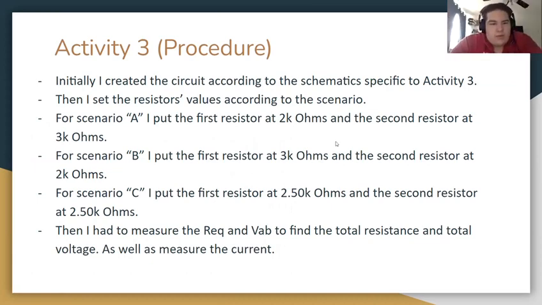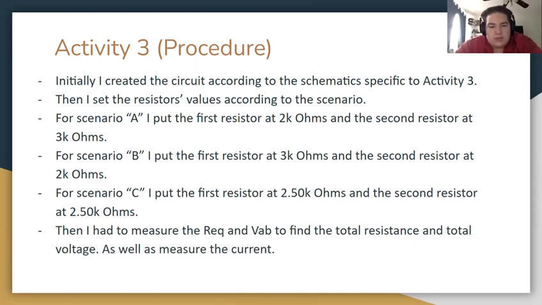For activity 3, we created a circuit according to the schematic specific to activity 3. For example, for scenario A, I put the first resistor at 2K ohms and the second resistor at 3K ohms. So the first resistor is larger than the second. Scenario B is quite the opposite: the first resistor is at 3K ohms and the second is at 2K ohms. And for the third scenario, C, both resistors are equal to each other, the first at 2.5K and the second also at 2.5K.